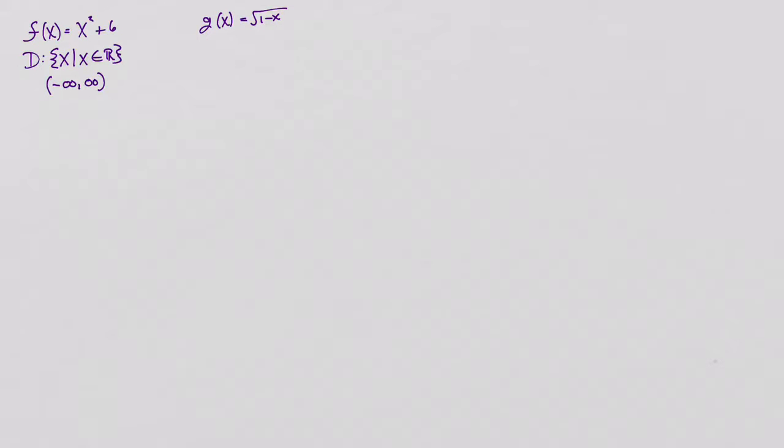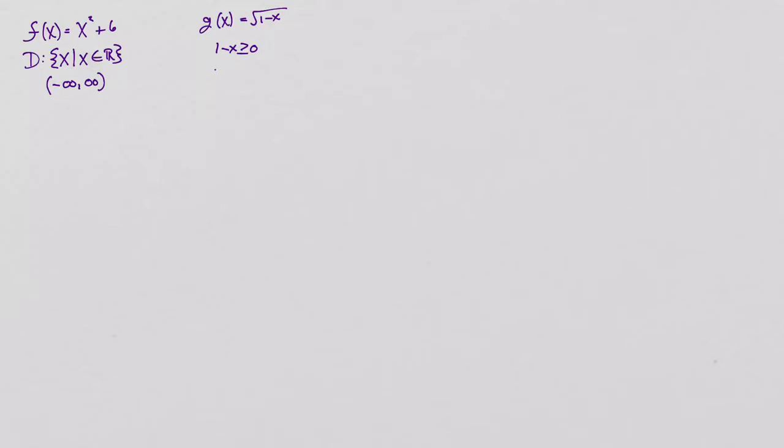My g of x, though, is a square root. We're going to do the square root of 1 minus x. Well, what we're going to have to do is take what's underneath the square root, the 1 minus x, and it has to be greater than or equal to 0, because we can't have anything less than 0 underneath the square root unless we want imaginary numbers. So to figure my domain out, I have to do 1 minus x has to be greater than or equal to 0. And then we're just going to solve for x.